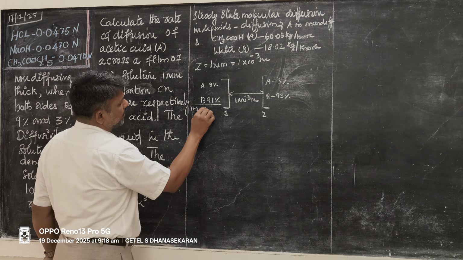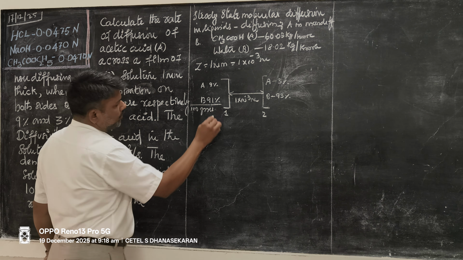So for example, take a base of 100 grams. In section 1, A is 9 grams and B is 91 grams. In section 2, the base is 100 grams, so A is 3 grams and B is 97 grams.